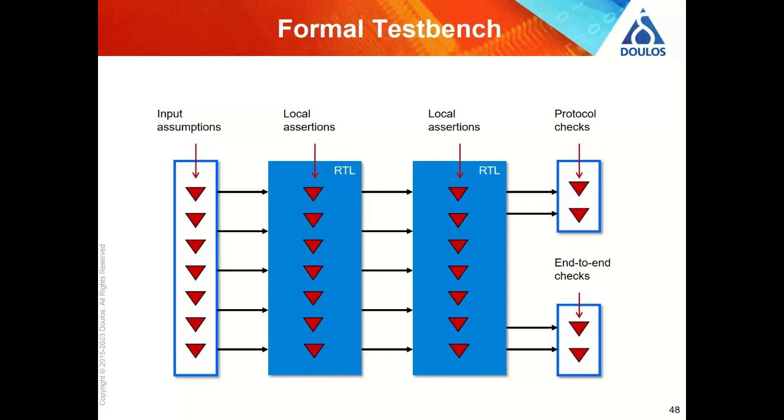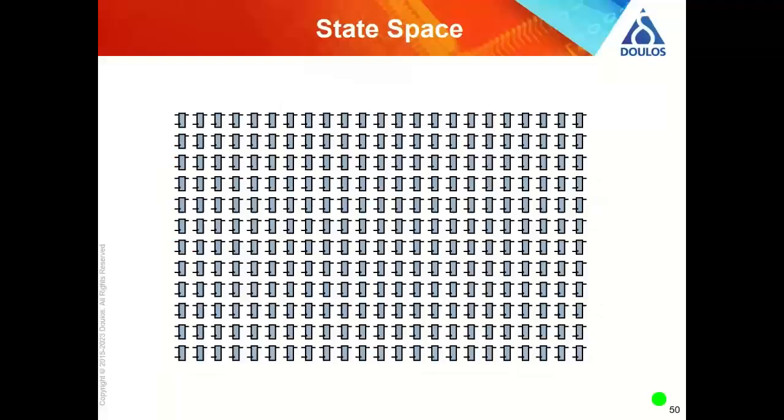We can also put properties on the inputs as assumptions. If we use the assume statement, that basically stops illegal conditions from being fed in and considered as inputs. That's what we would need to do in this example to get it to work. Now, to understand formal, let's look at the states. If we've got a fairly small design, I think about 270 flip-flops, then each flip-flop can be in a 1 or a 0 state.